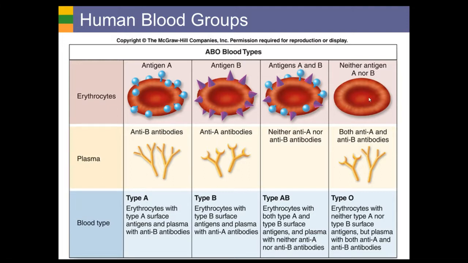If you are O, because you have neither the A nor the B antigen, you have antibodies against both.